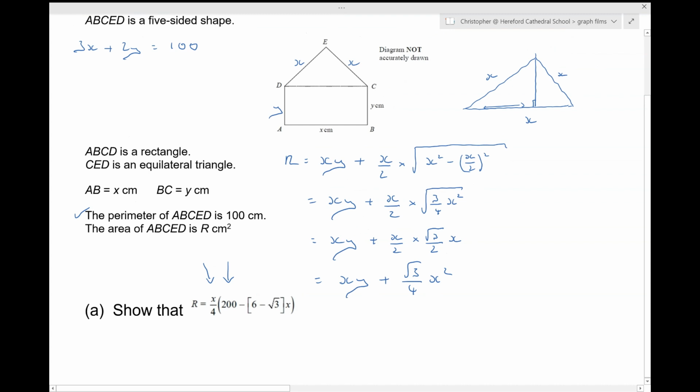I see the expression that I'm aiming for, the one on the left, doesn't have any y's in it. So I obviously need to substitute y out of my expression here. Now to do that, I'm going to use my first equation top left here, because this tells me that 2y is 100 minus 3x, so y is 50 minus 3 over 2x. So I'm going to substitute this expression in for y.